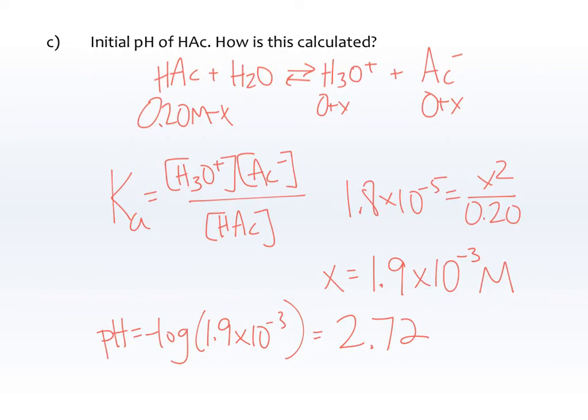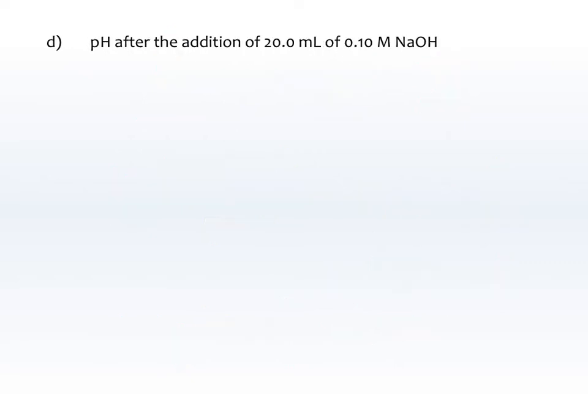So how is this calculated? Well, since no base has been added, the pH is determined only by the HAc. So we're going to use the Ka equation for HAc. Since there's been no base at all, I don't have to worry about the NaOH at all. But what happens when I do add base?